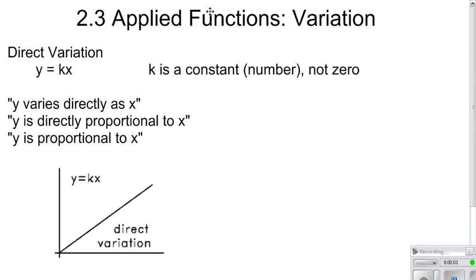Section 2.3, Applied Functions, Variation. There are a few different types of variation. The first one we're going to look at is direct variation, which would be of the form y equals kx, where k is a constant, a number, that is not 0. This could be worded something like y varies directly as x, y is directly proportional to x, or y is proportional to x. Direct variation is basically just a linear equation with the y-intercept 0.